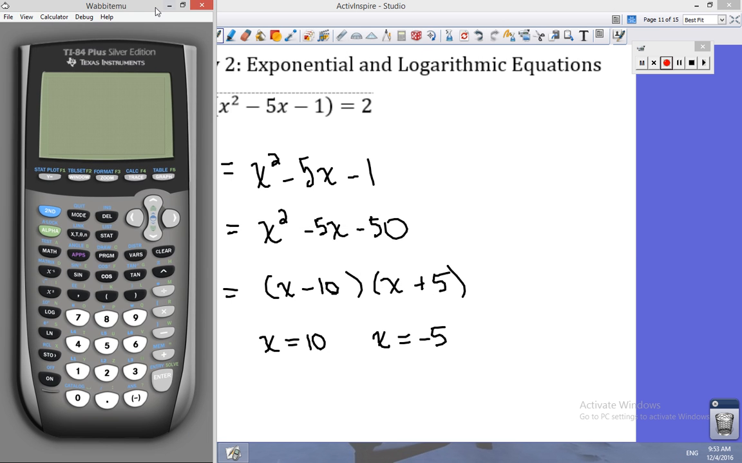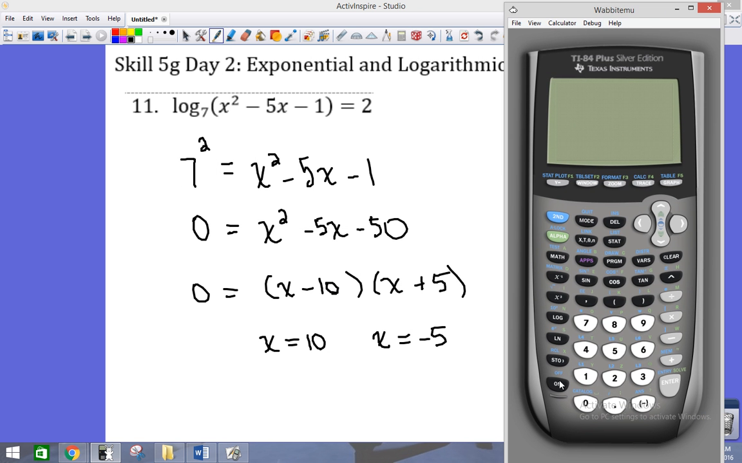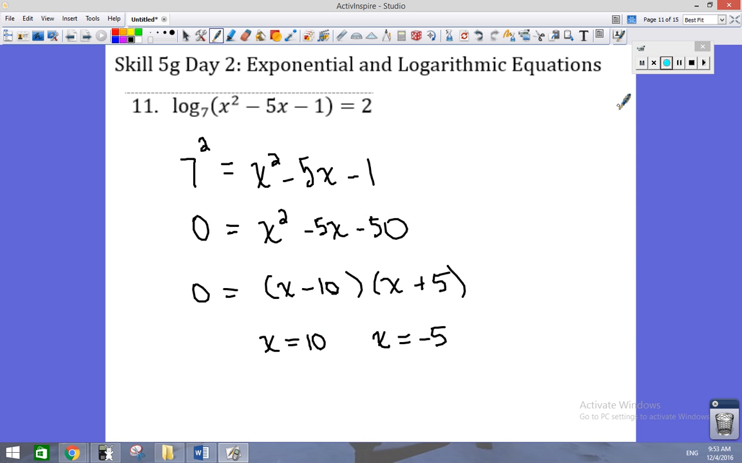If you look at x squared, 10 squared is 100, minus 50 minus 1, well, that's definitely a positive number. And if we plug in negative 5, squared is 25, and the negative and negative would be plus another 25, minus 1. So yeah, those are both, and you can see 49 is 7 squared. So we can also see that these are both definitely solutions to that equation. All right.